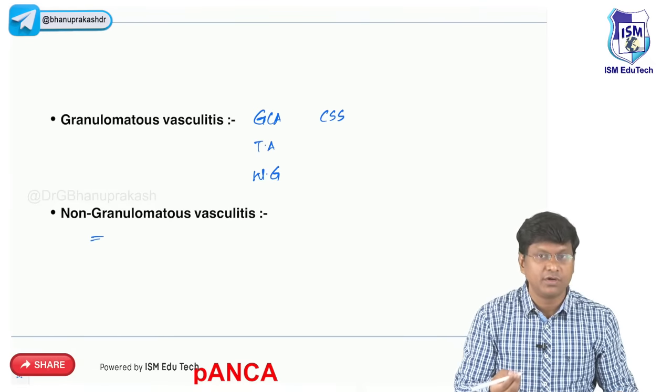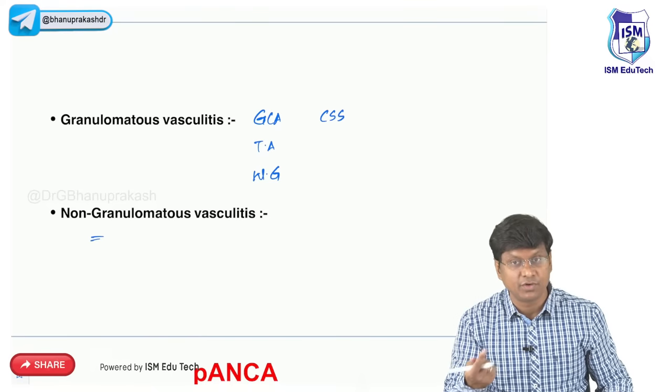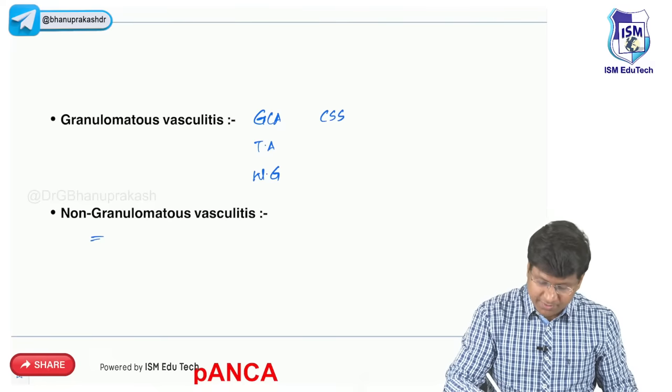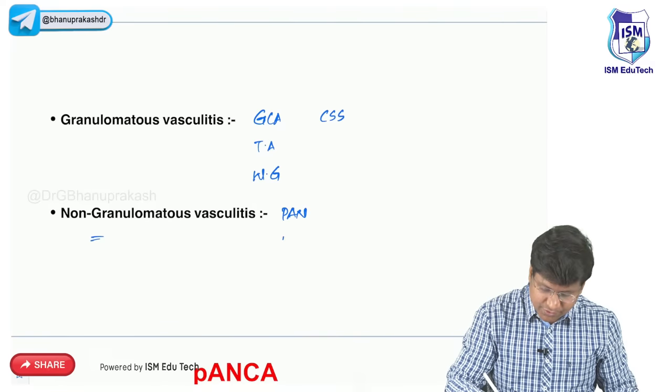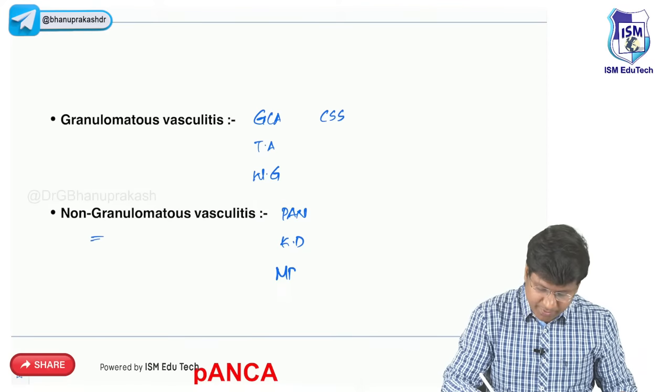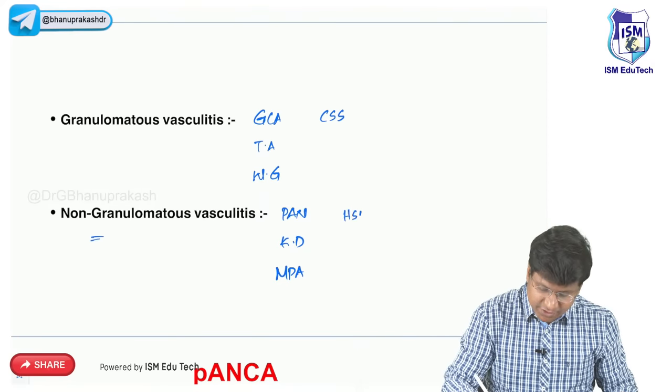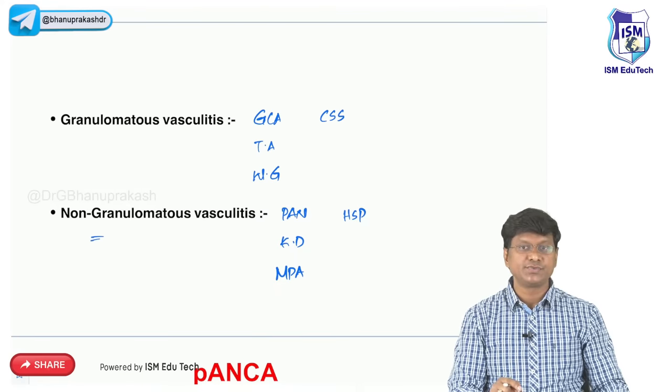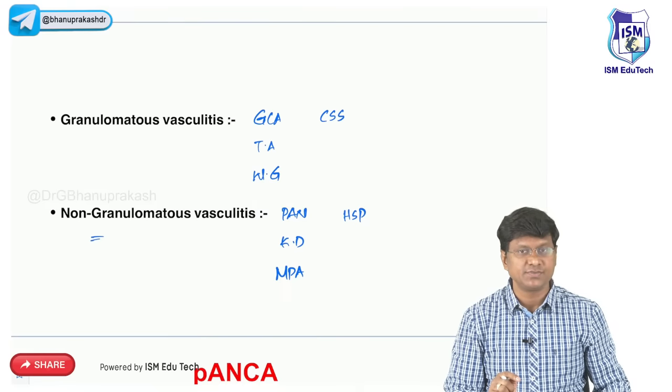Right? What are the conditions where you have non-granulomatous vasculitis that you come across? In patients with polyarteritis nodosa, then Kawasaki disease, next microscopic polyangiitis, and then Henoch-Schonlein purpura. So these are all the conditions where you will have non-granulomatous vasculitis.